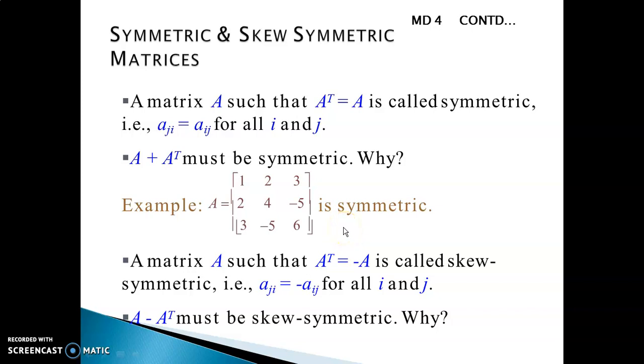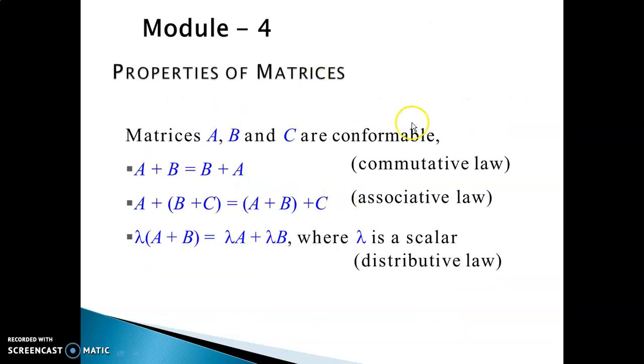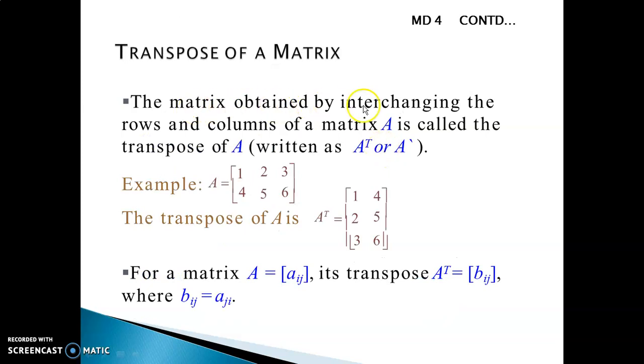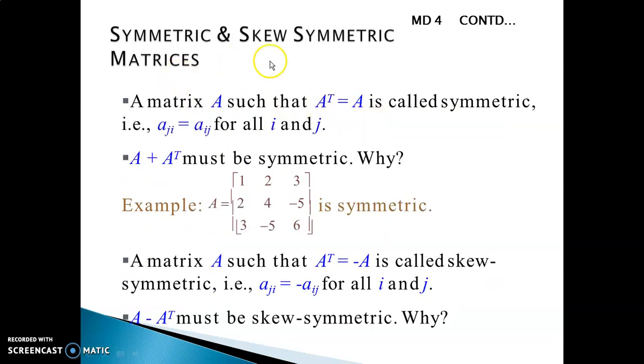So with this, I am going to finish this module 4. That's all about module 4, in which we have studied the properties of matrices, the transpose of a matrix, and symmetric and skew symmetric matrices. In this way, we have completed our 4 modules, which are based on the topic of matrix algebra.